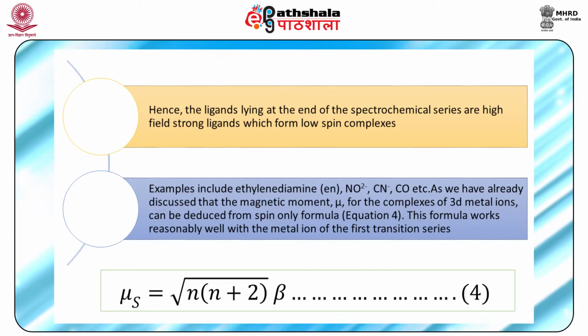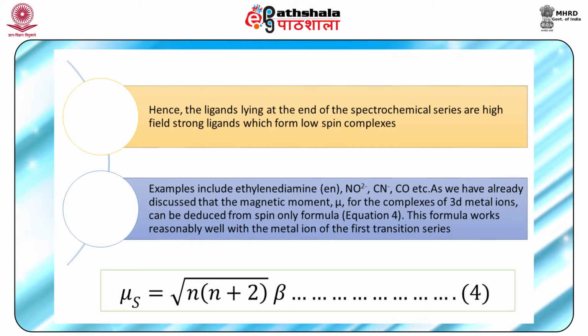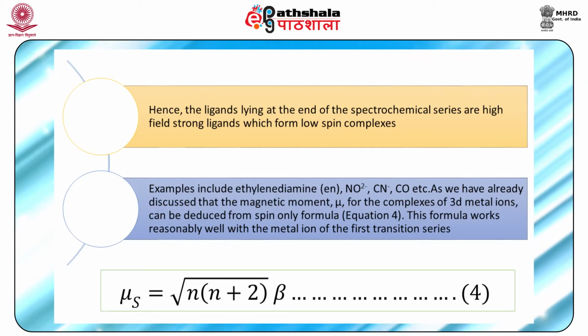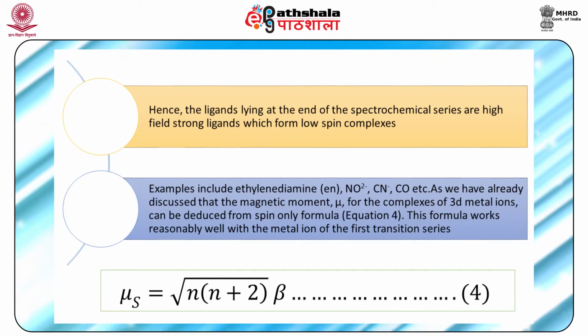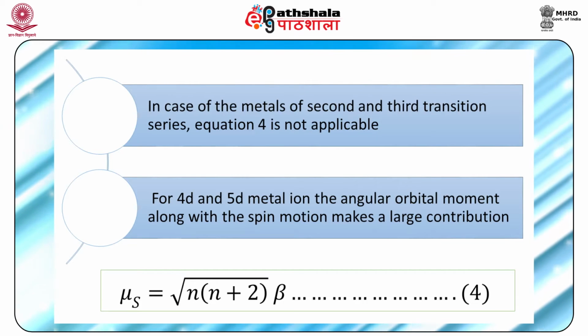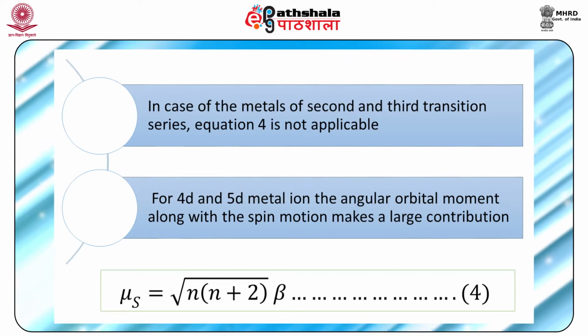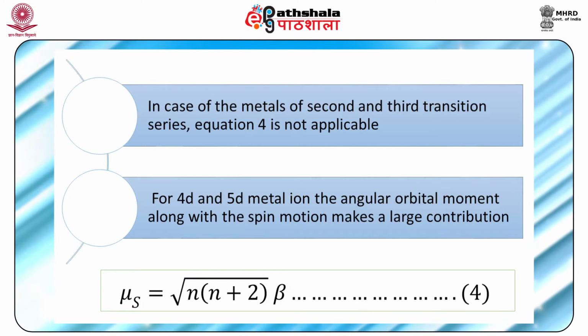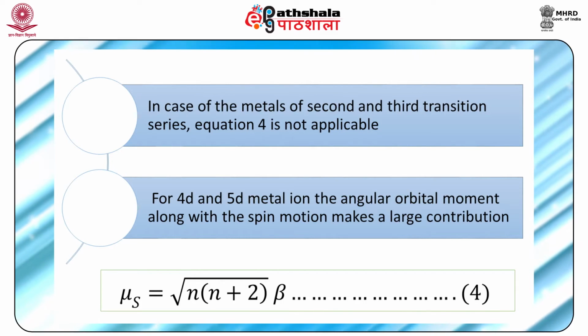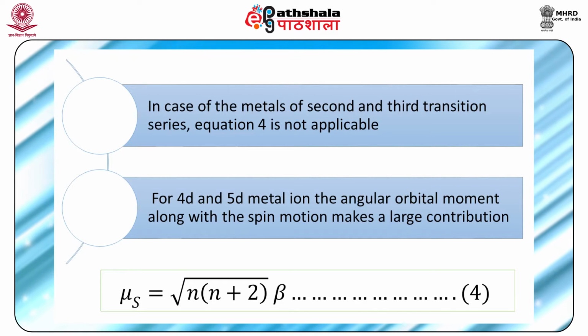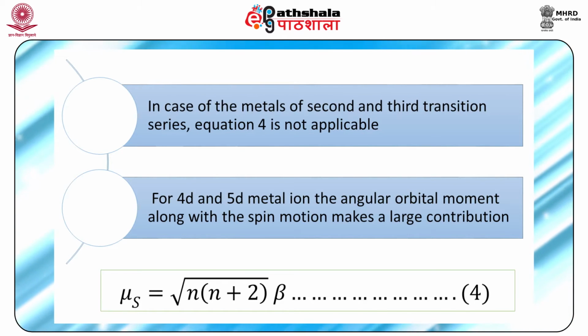Examples include ethylenediamine, cyanide, and carbonyl, etc. As we have already discussed, the magnetic moment mu for the complexes of 3d metal ions can be deduced from the spin only formula. This formula works reasonably well with the metal ions of the first series. In the case of the metals of the second and the third transition series, this equation is not applicable. For 4d and 5d metal ions, the angular orbital momentum along with spin motion makes a large contribution.